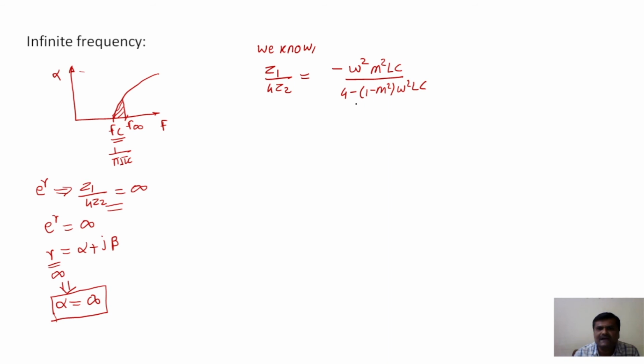So what is our aim? Our aim is to make this infinite. It becomes infinite only when the denominator becomes zero. Are you getting that? When the denominator becomes zero, which totally depends on m, so select the value of m such that the denominator becomes zero. Then this total term becomes infinite. When this becomes infinite, e raised to gamma becomes infinite, and obviously alpha becomes infinite.